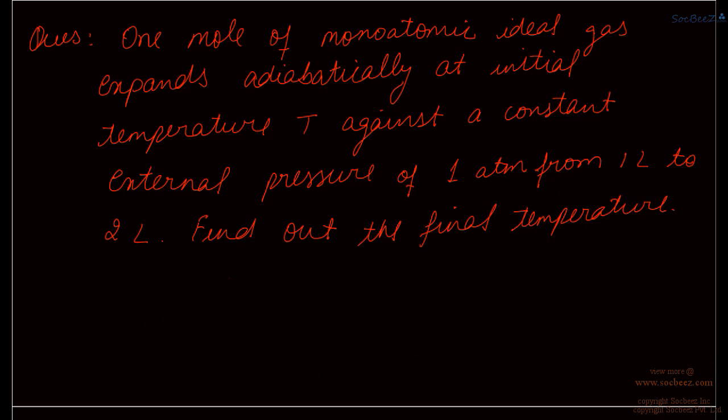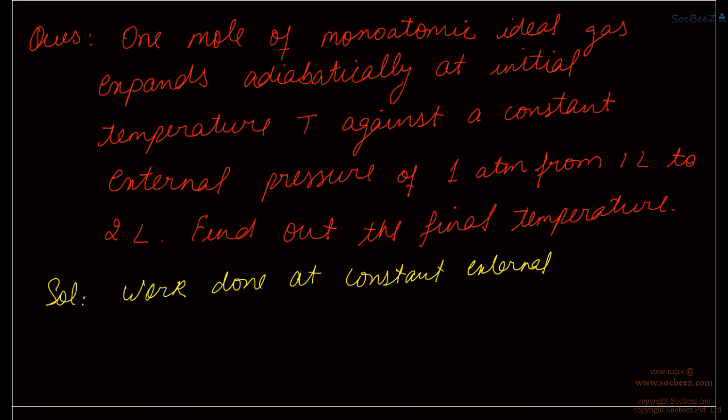The question says that 1 mole of monoatomic ideal gas expands adiabatically at initial temperature T against a constant external pressure of 1 atm, from 1 liter to 2 liter. Find out the final temperature. Now since we know that work done at constant external pressure equals P external into V2 minus V1.